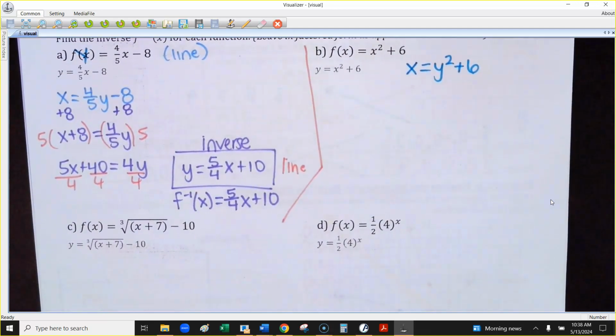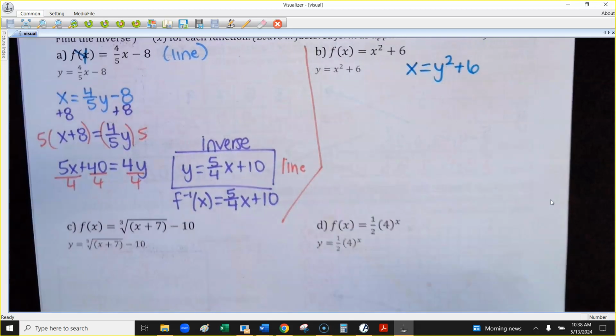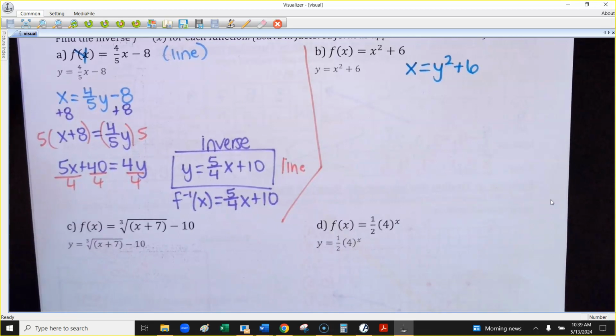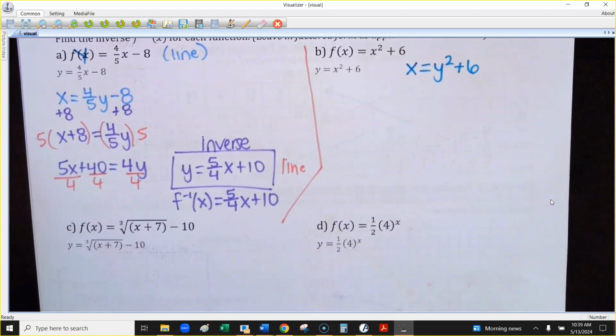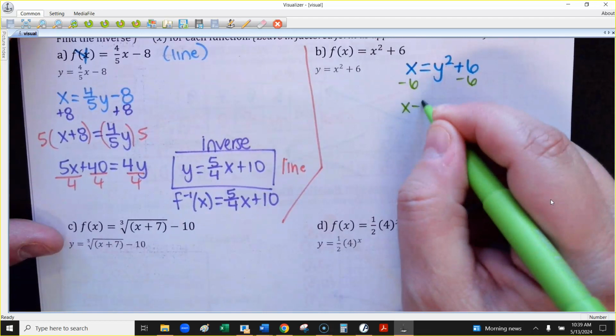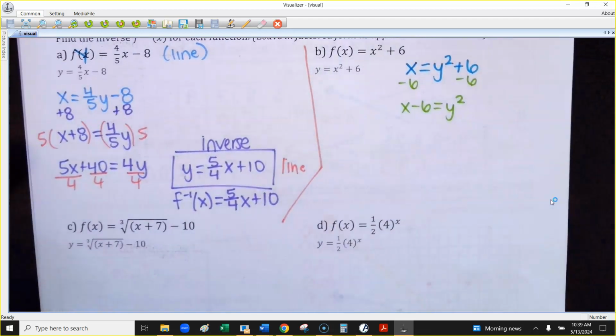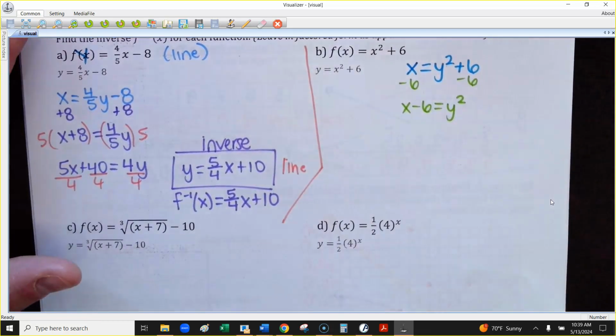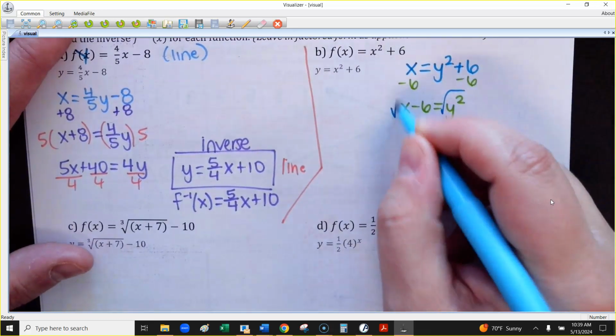Now, to get the inverse, you've got to get y by itself on one side. So if I have x equals y squared plus 6, what would you do first there if you're trying to get y alone? Try to get y by itself on one side. What do you think? Let's move the 6. Okay, so I'd have x minus 6 equals y squared. The original was a quadratic, so a parabola. What do I do to get rid of the squared? Square root. So the inverse of any quadratic is going to be a square root.